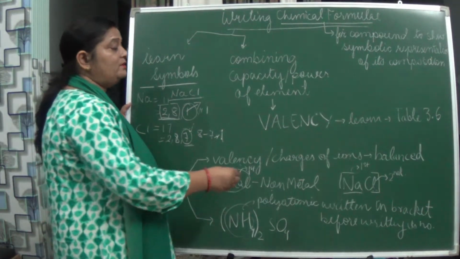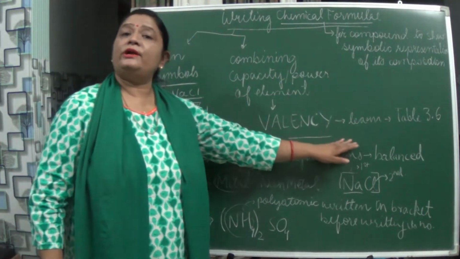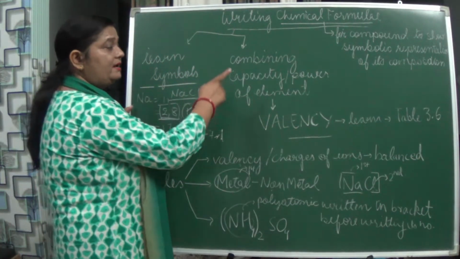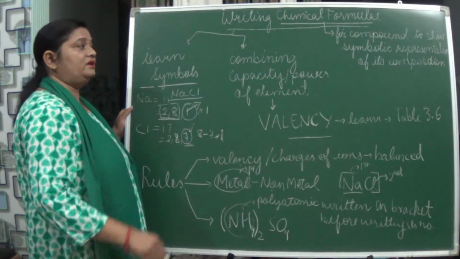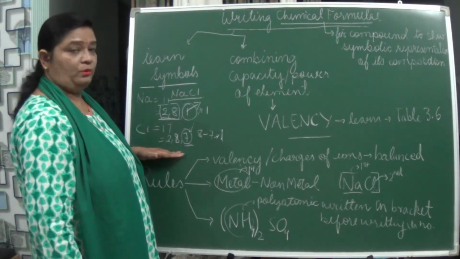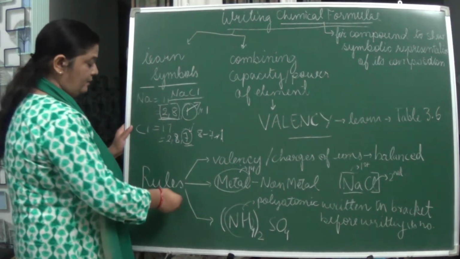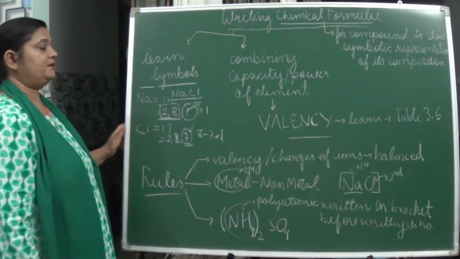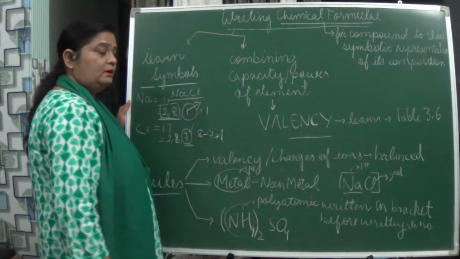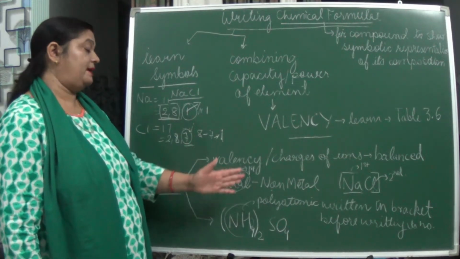Then you should know about the valency, which I said to you right now. It is given in NCERT in table 3.6. Learn that, okay. So valency is what? It is the combining capacity of the element, or the combining power of the element, which I have explained to you right now, okay. Now, what are the rules which we follow in writing the chemical formula? Okay, first, the valency or the charges of the ion should be balanced, okay. Here, the valency must be balanced, okay.